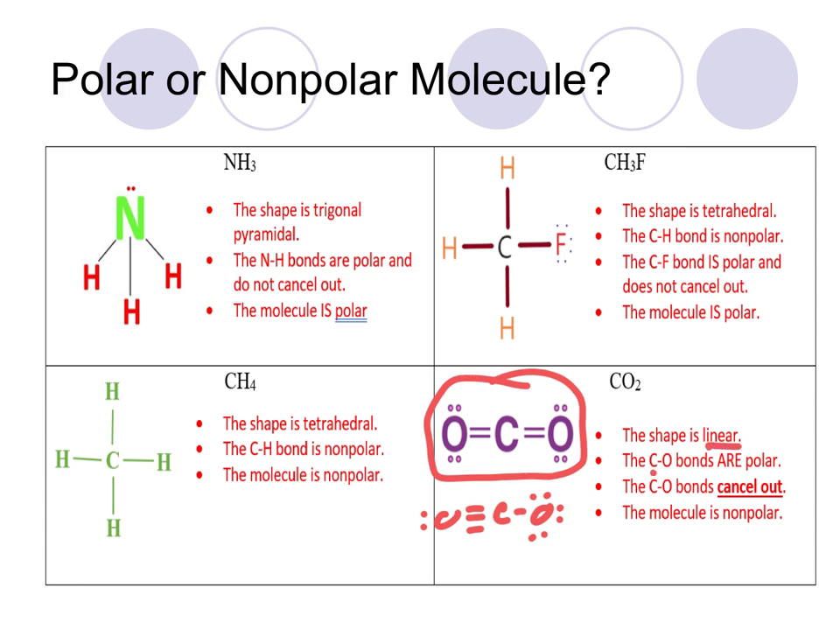The CO bonds are polar, so we might be thinking, okay, maybe the whole molecule is polar. But if I draw in the arrows for the polarity, it's like a tug of war, and there is no winner. So the molecule as a whole is nonpolar because those polar bonds cancel out. And that is our lecture on polar bonds and polar molecules.